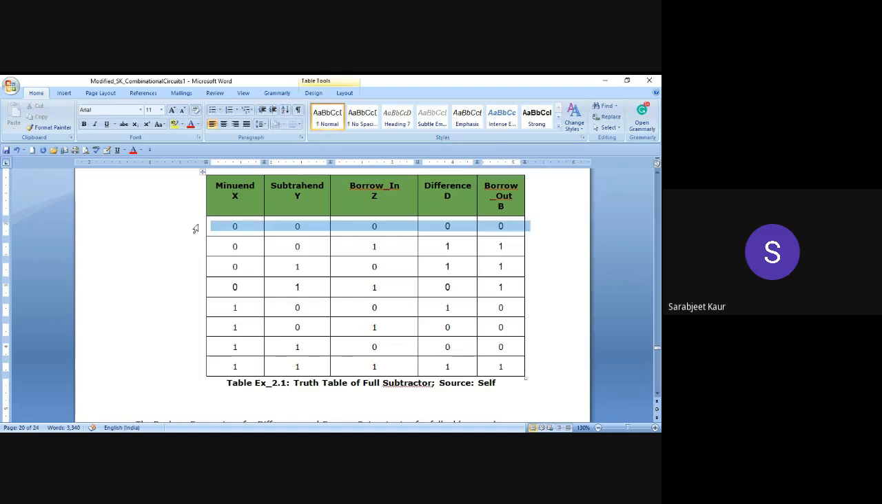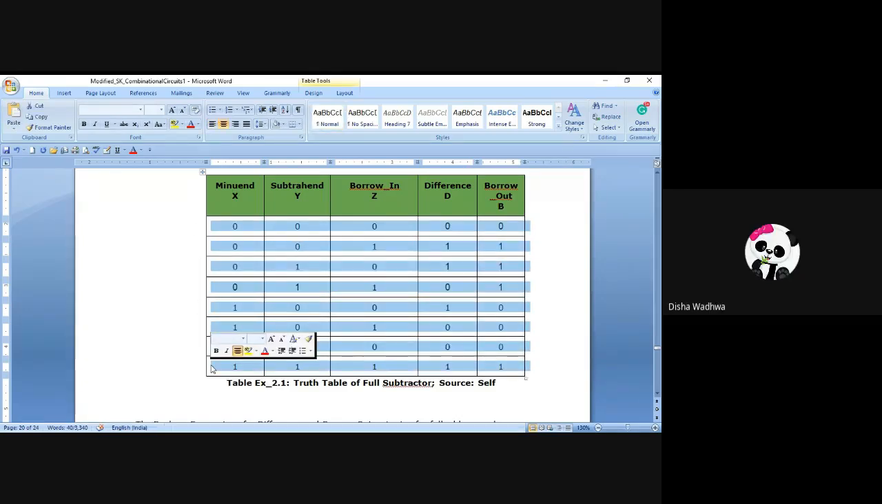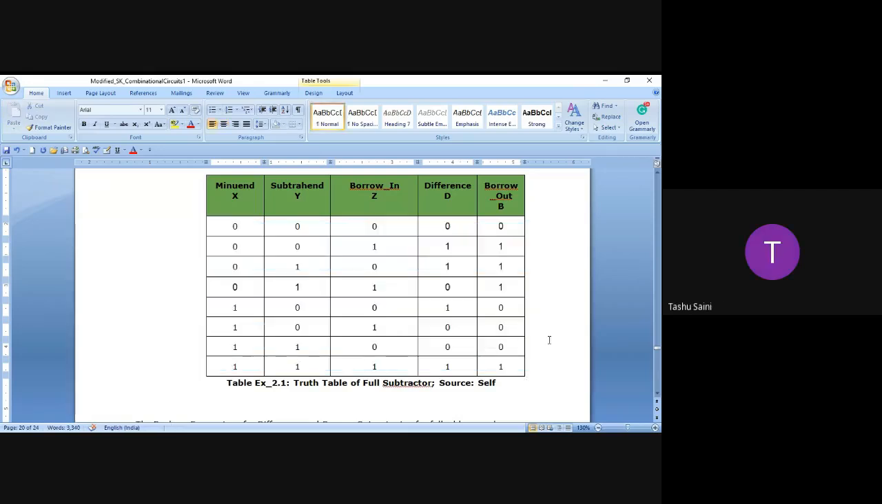Is the truth table clear? Yes, ma'am. Ma'am, the last row is not clear to me. Okay, 1 minus 1 is 0. That 0 that we've got as the intermediate result minus 1 in the z column, I have to take a borrow. So that 0 will become 1 0, meaning 2, minus this 1 gives me a difference of 1. Okay, ma'am.